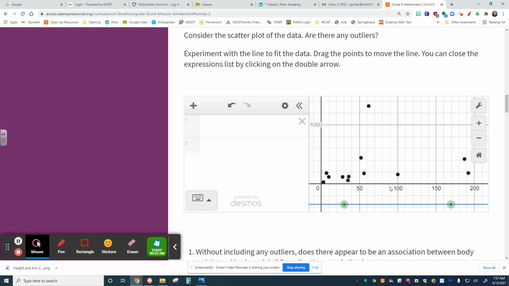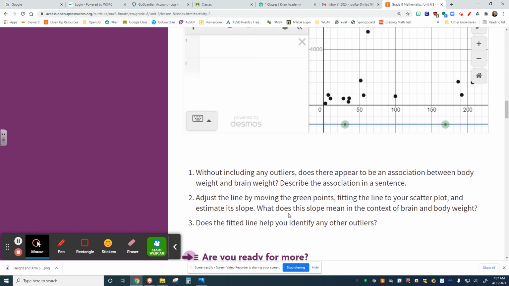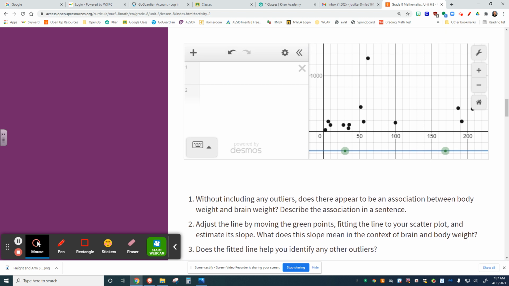And what we have are some questions that we need to ask. Here are the 3 questions that you have in your packet. Without including any outliers, does there appear to be an association between body weight and brain weight? So again, no outliers. When we look at this, obviously, when we're talking about the human value, there's one right there.